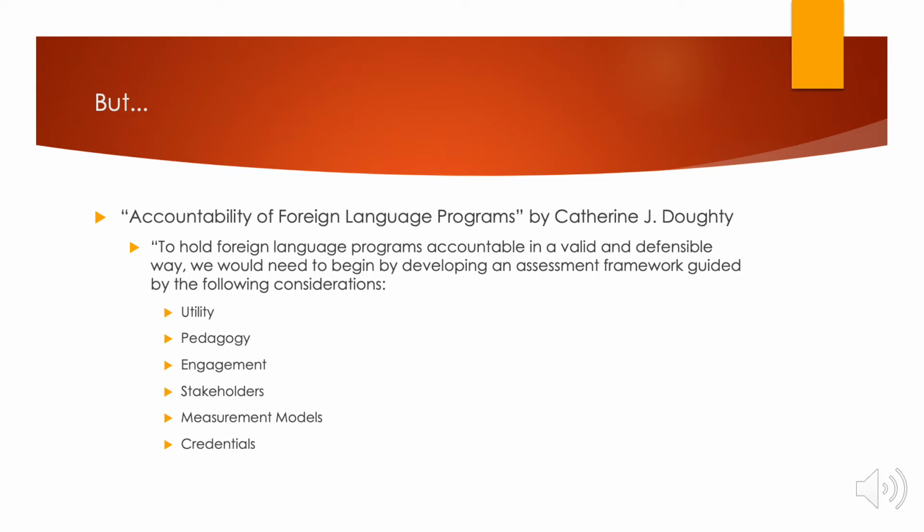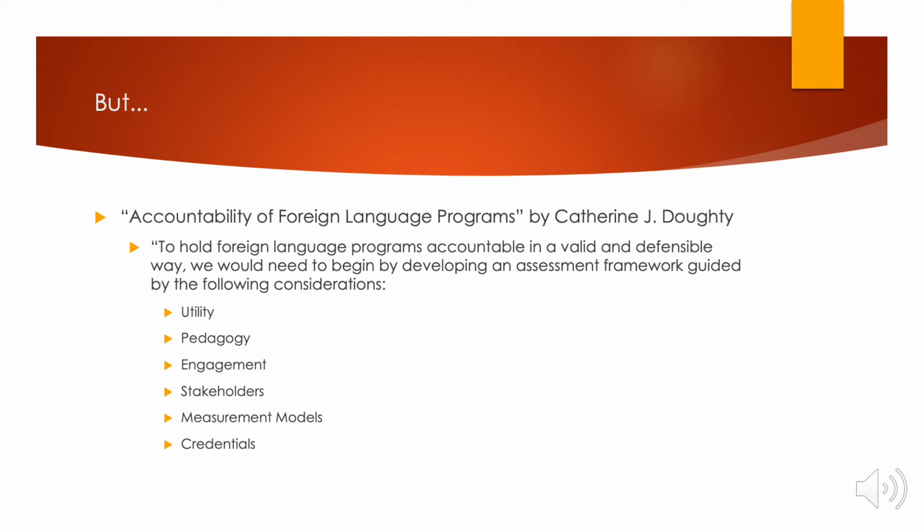Those being utility: What are the stated learning goals of the course or program, and do they lead to marketable language skills? Pedagogy: Does the pedagogy embody scientific principles of foreign language learning? Engagement: What is the customer satisfaction, and how easy is it for our students to navigate the web pages or websites that are being utilized? Stakeholders: Who are the stakeholders, and what decisions must they take?